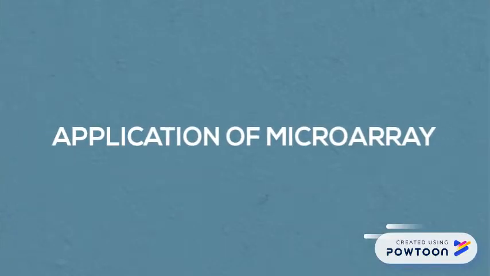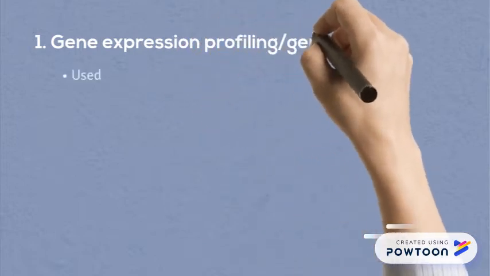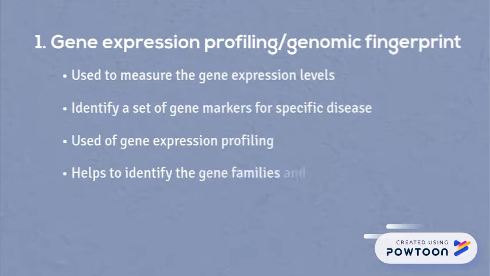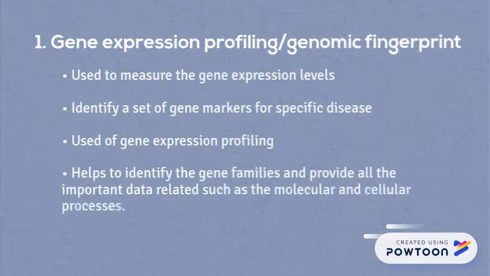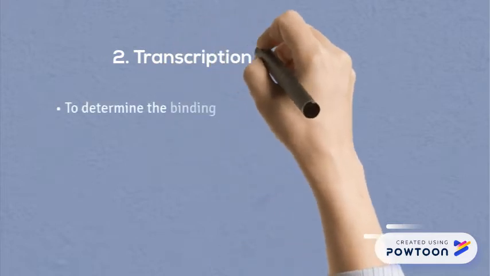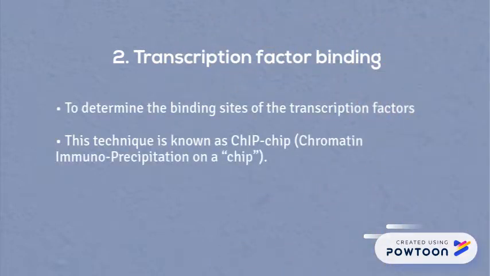Now, we are moving on to the applications of microarray. First is gene expression profiling or genomic fingerprint. It is used to measure the gene expression levels and identify a set of gene markers for specific disease. Next is transcription factor binding. This is to determine the binding sites of the transcription factors, otherwise known as ChIP, which stands for chromatin immunoprecipitation on a chip.